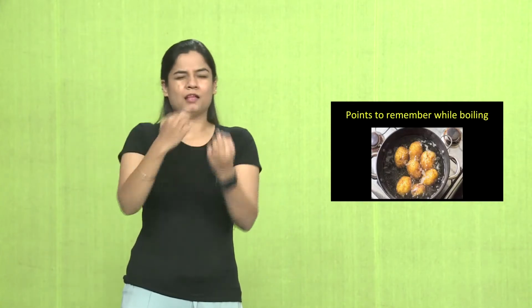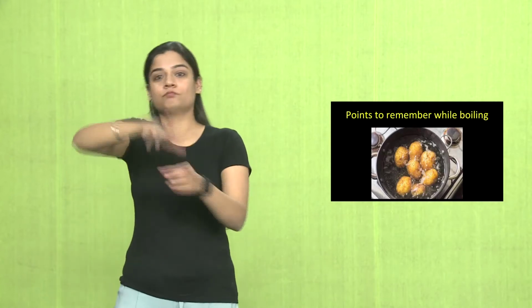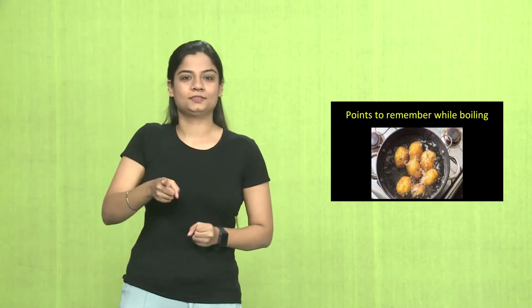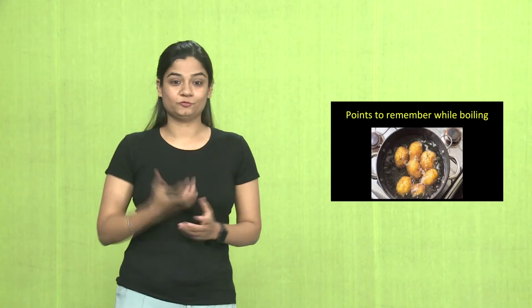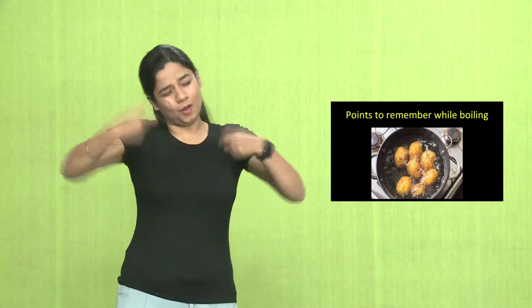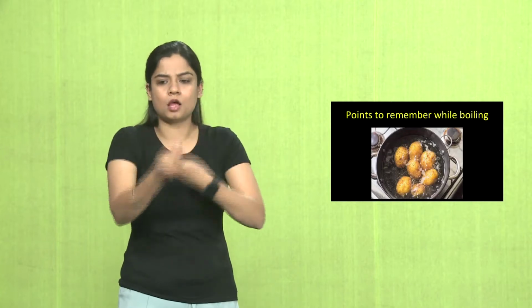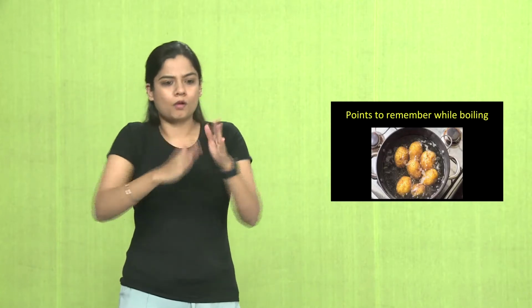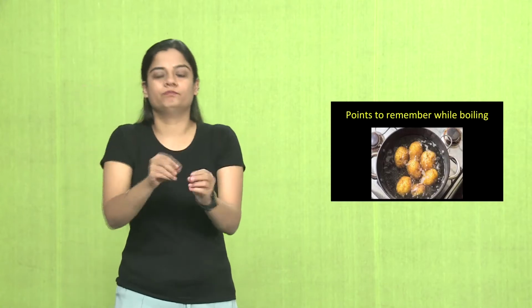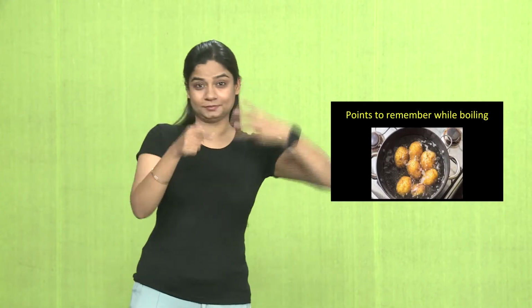Second thing, boil in a covered utensil. It minimizes evaporation. Avoid excessive boiling. Don't excessively boil the potatoes or any other vegetable that you are boiling because it will disintegrate the food. Just boil to the minimum value that is needed.